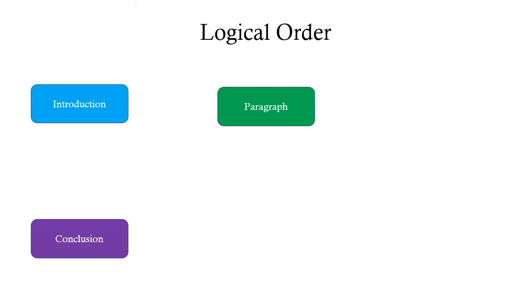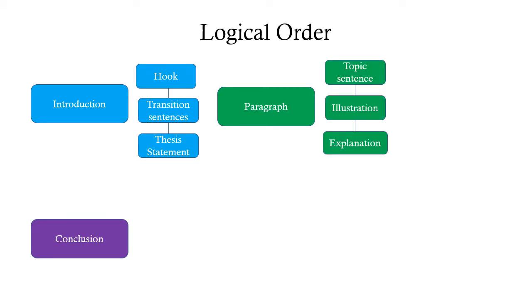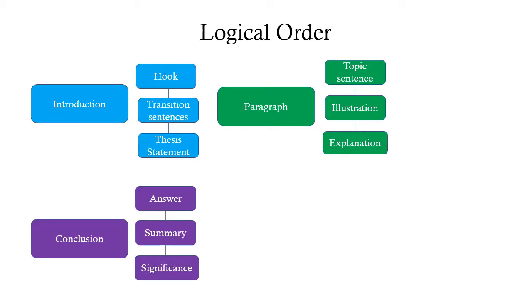Each type of paper will have a logical order. For example, all essays require an introduction, body paragraphs, and a conclusion. The introduction follows a three-part order: hook, transition sentences, and thesis statement. The body paragraphs have an order: topic sentence, illustration sentences, and an explanation. And the conclusion follows an order: answer, summary, significance.